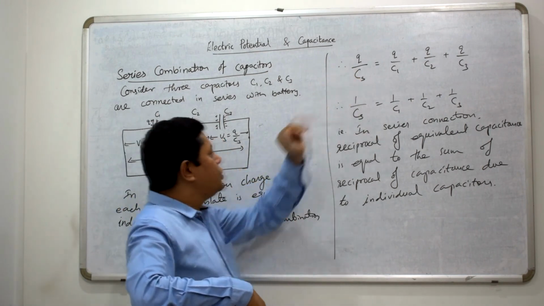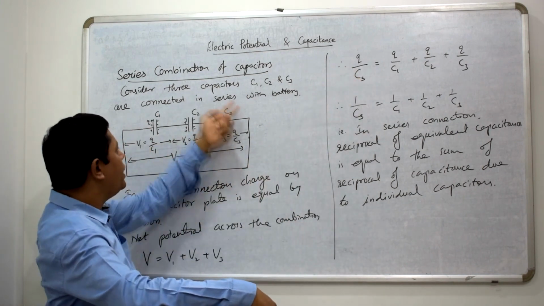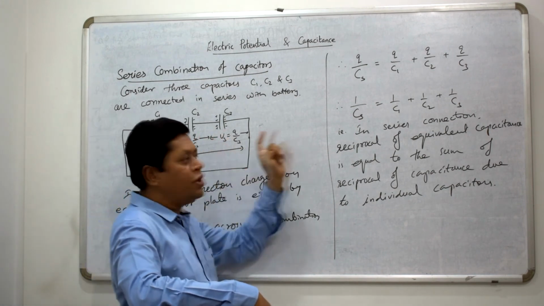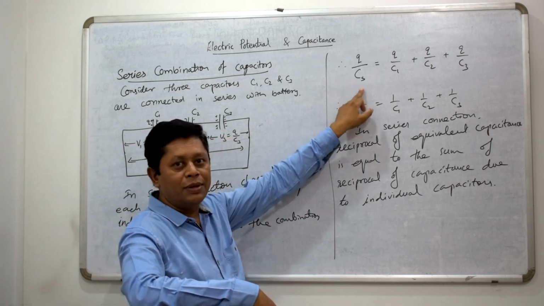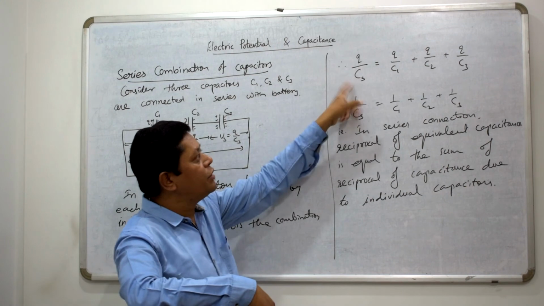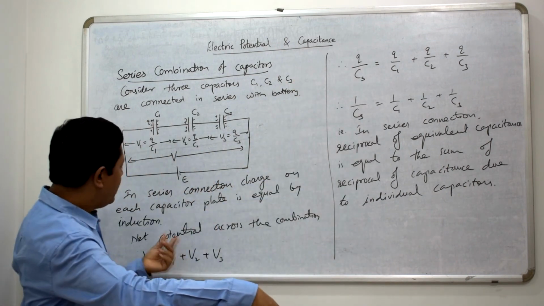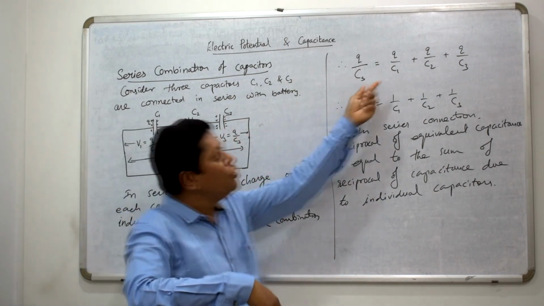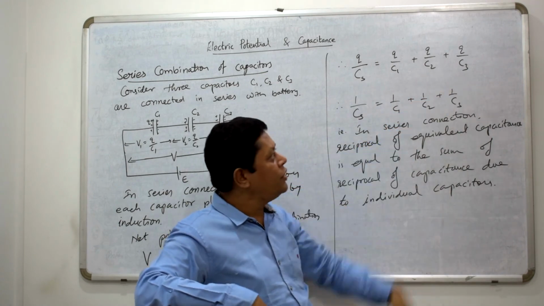Here, charge Q, it is drawn from the battery. Equivalent capacitance of the series combination, if it is C suffix S, then we can write V is equal to Q by Cs, where V1, V2 and V3 are Q by C1, Q by C2 and Q by C3.